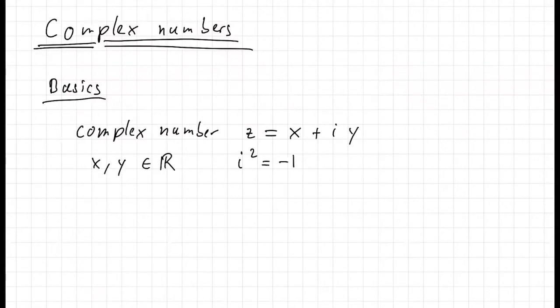Now, I said that i behaves like a normal variable in most regards. So what you can also do is turn this around and write the complex number as x plus y times i. That is actually the same thing. Now, the first part of this complex number, x, is called the real part of the complex number, whereas y, the second part here, is called the imaginary part.